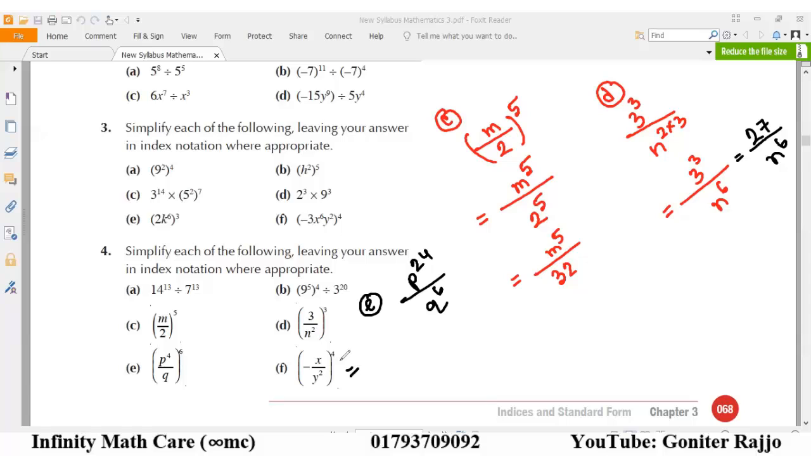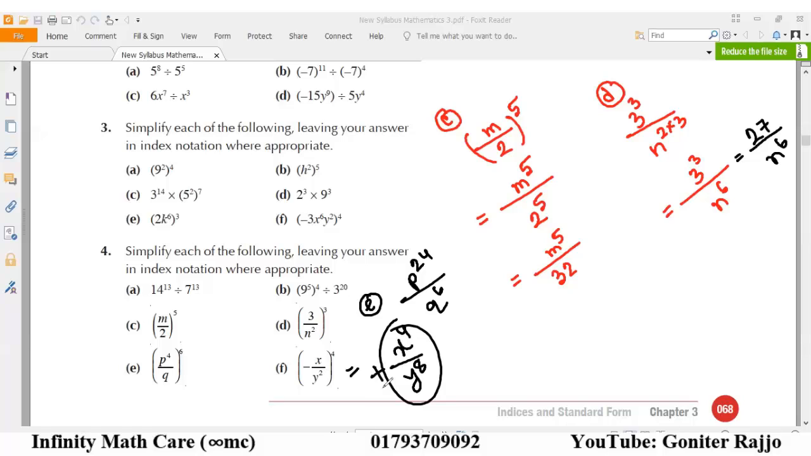Now, number F. We know that minus any number to the power of an even number will be the positive number. So, minus to the power 4, that will be plus x to the power 4 divided by y to the power 2 multiplied by 4, it will be 8. So our answer should be x to the power 4 divided by y to the power 8.